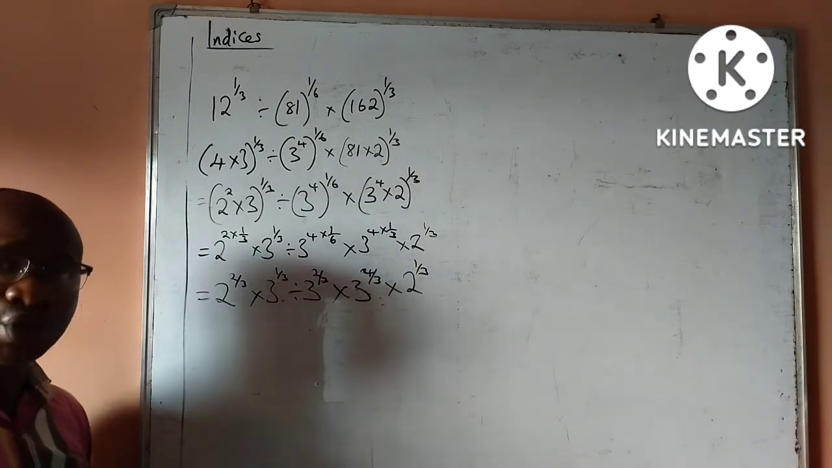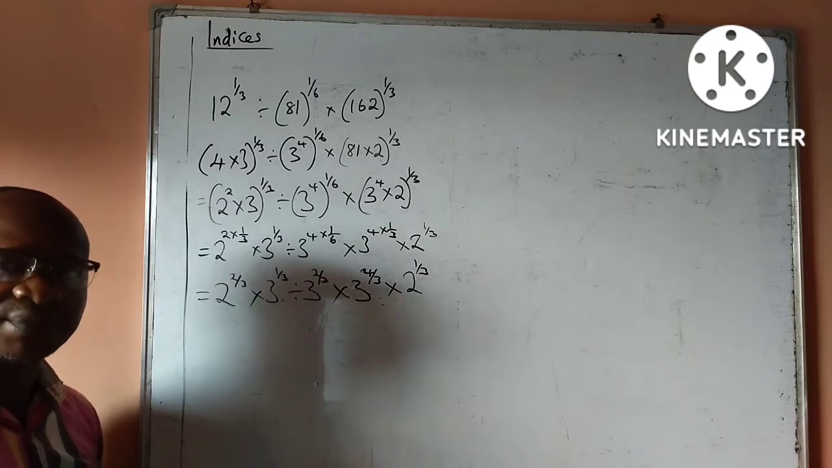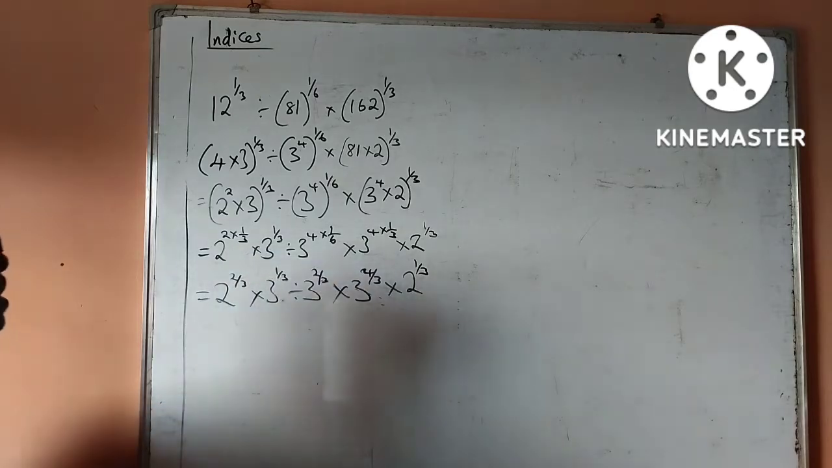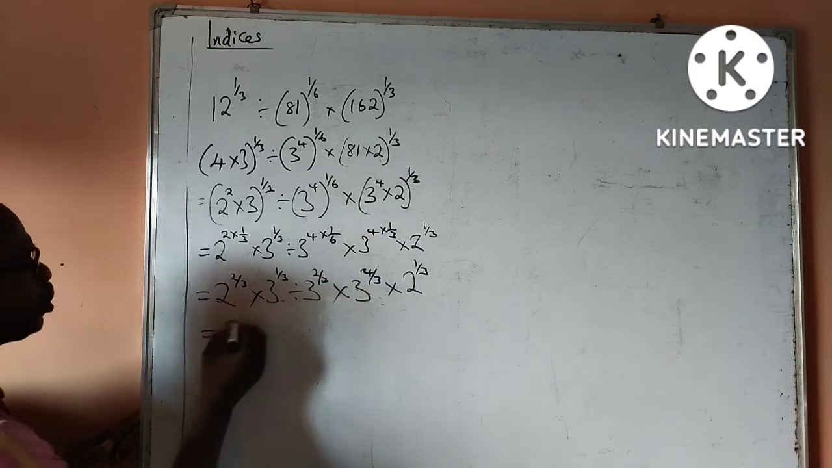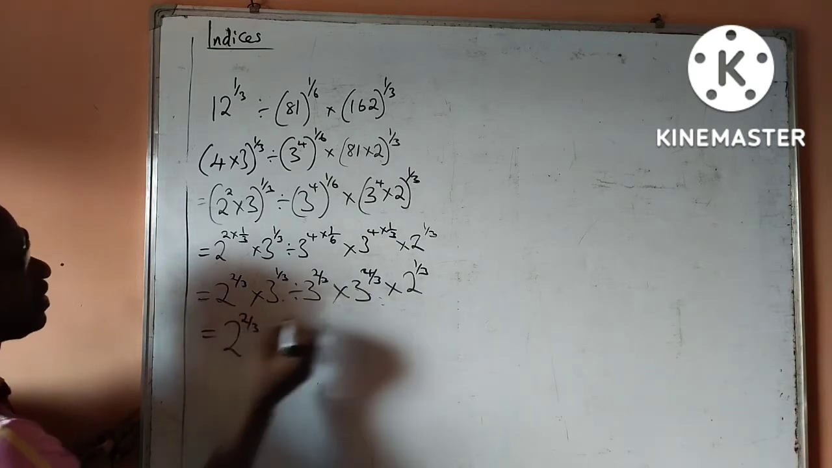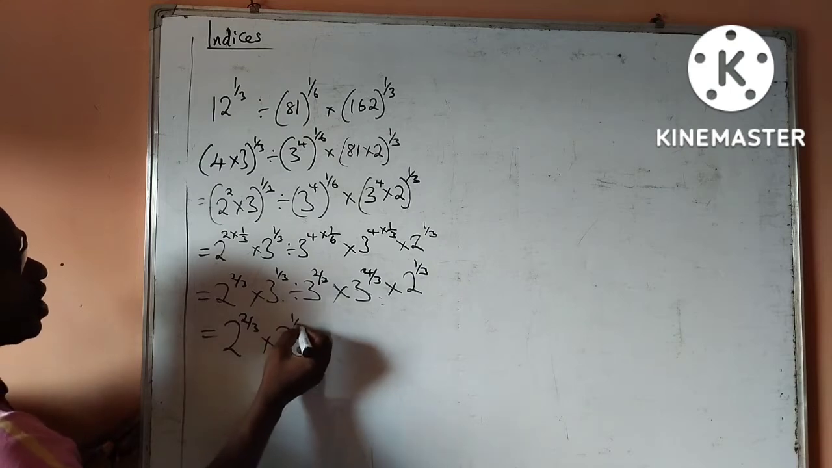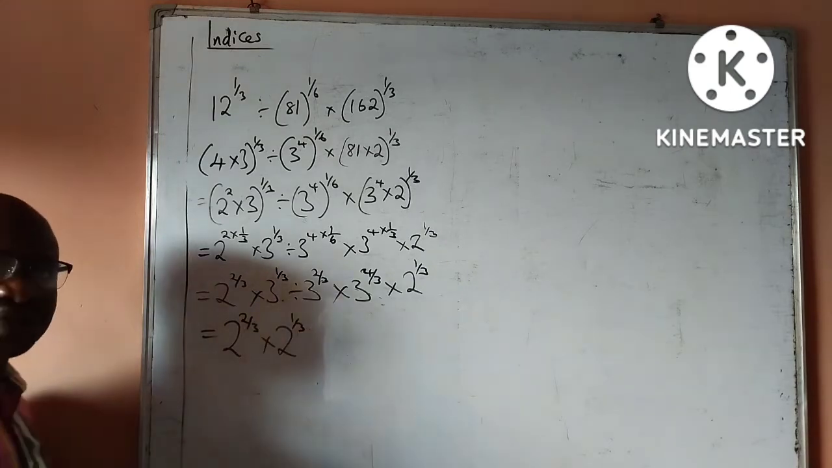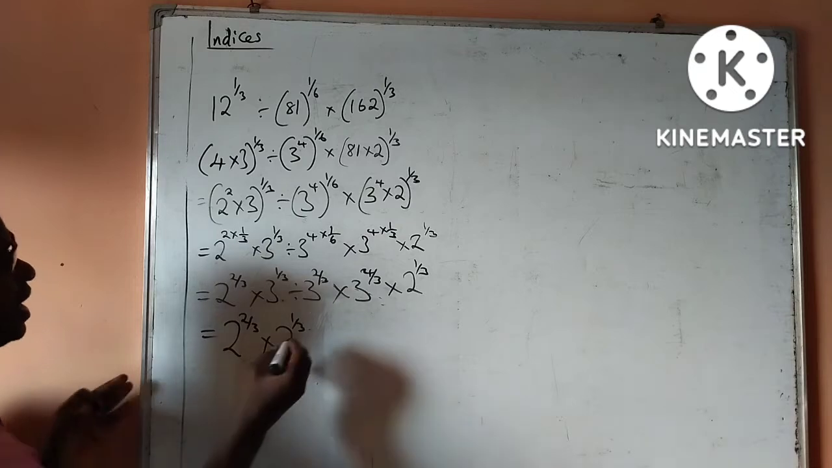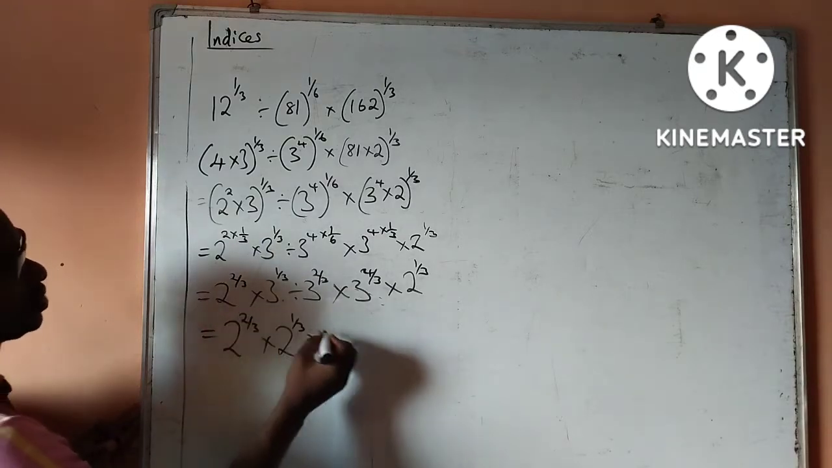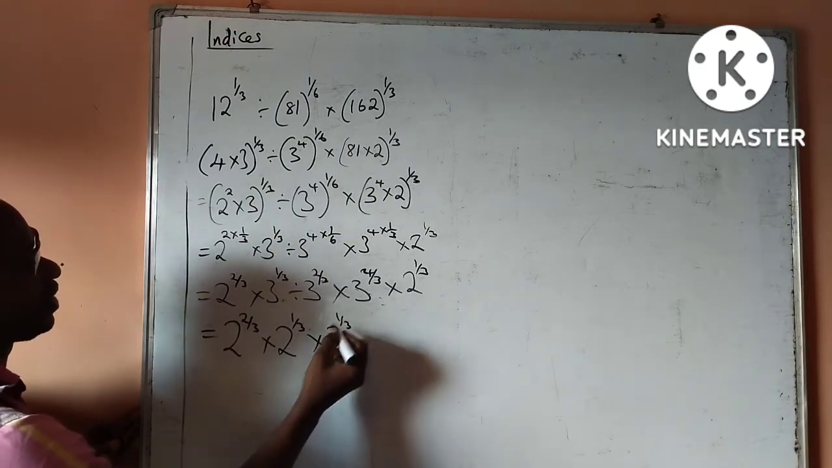The base 2's come together, then the base 3's come together as well. And doing that, I will now have 2 raised to power 2 over 3. Then I take this 2 again to have 2 raised to power 1 over 3. I can now begin to take the base 3's. And that means I will now have first one 3 raised to power 1 over 3.